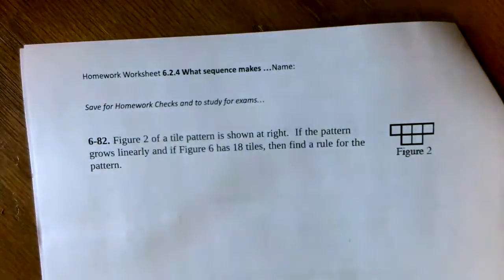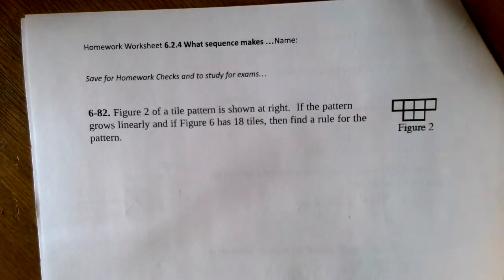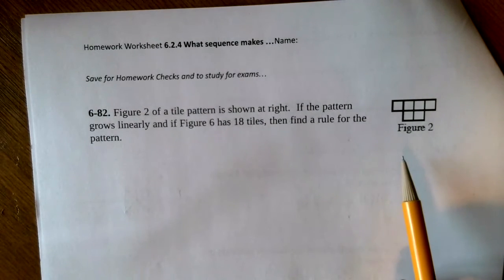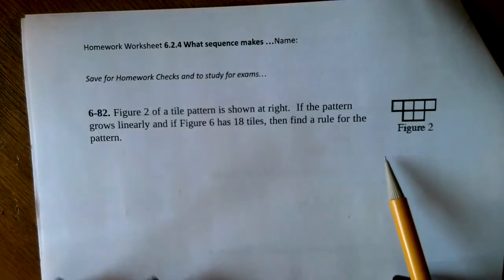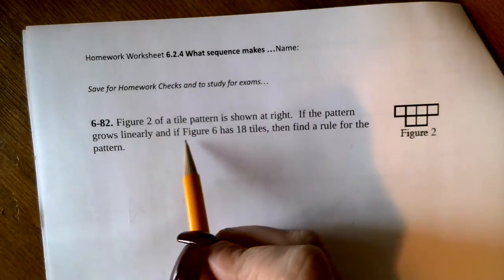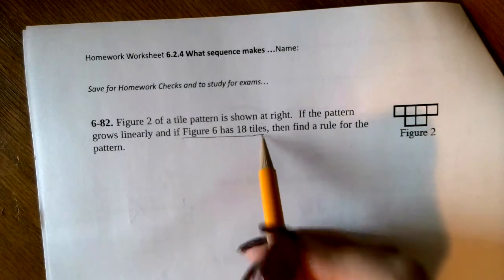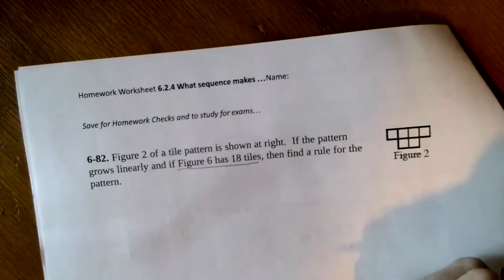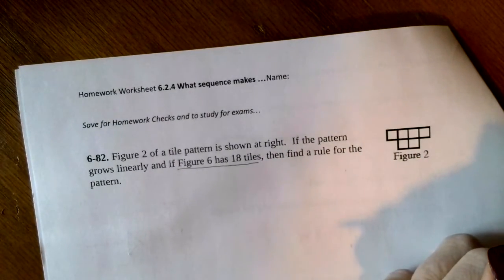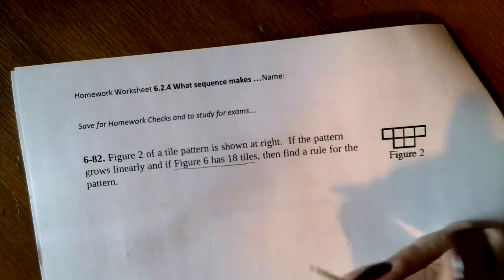Here we go. Here's a little bit of review. For number 82, it says figure 2 of a tile pattern is shown at the right. If the pattern grows linearly, which is what we've been working on, and if figure 6 has 18 tiles, then find the rule for the pattern. So if we'd like, we can easily make a table to figure out how many tiles are in figure 0 and what the growth is.